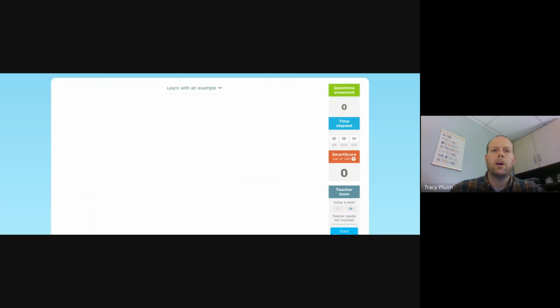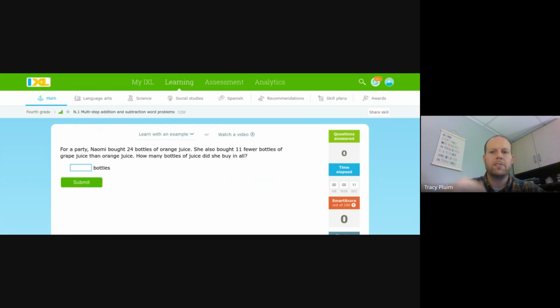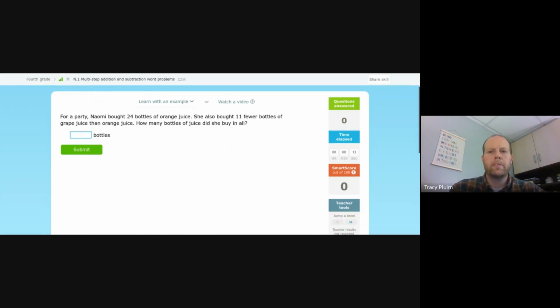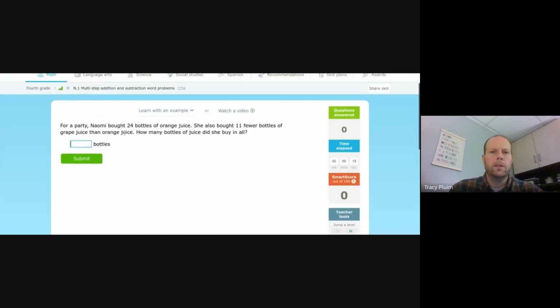The problems always start at the easiest level and work their way up as students are getting them correct. So by the end, the numbers are going to be bigger. There might be more numbers to add or subtract. It's going to be more of a challenge for them. So here's an example of N1 and what that would look like.